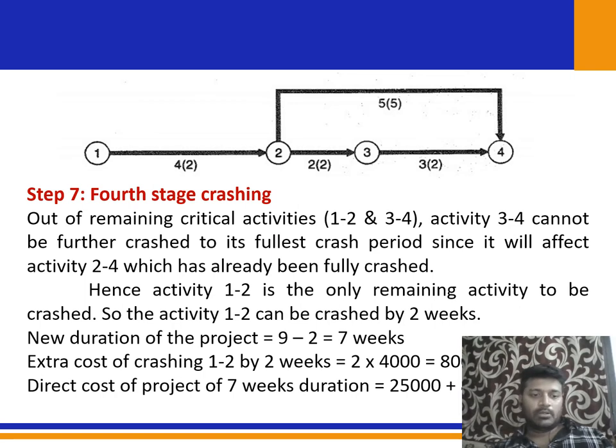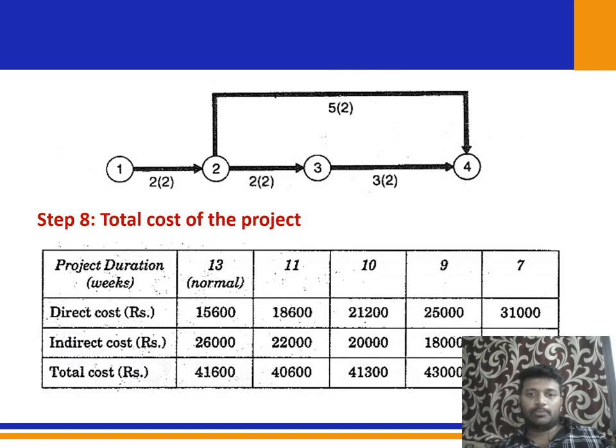Okay. So that project timescale network becomes like this. Finally, the diagram comes to like this. So we need to see whether we have missed out. We have an opportunity to crash or not. Okay. If there is no opportunity, we need to stop here. Stop the crashing part, and we need to find the total cost.